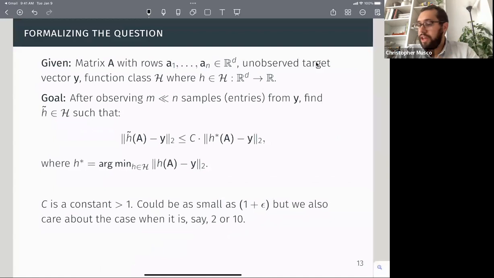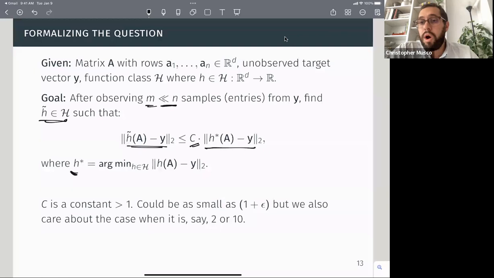We have this matrix A with rows A1 through AN. Our goal is, after observing some number of samples M, which we want to be much, much less than the length of Y, to find some approximately optimal hypothesis in our class, which I'm denoting H tilde, such that if I apply H tilde to the rows of A, the squared error between that and my target Y is less than some constant C times the error of H star of A minus Y, where H star is the best hypothesis in my class, the one that minimizes the squared error to Y. So C is some constant greater than one.